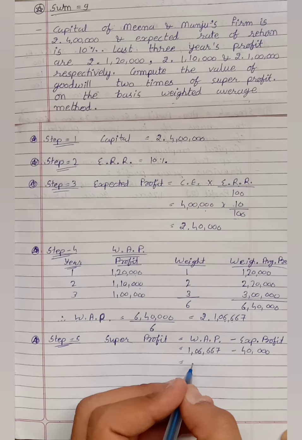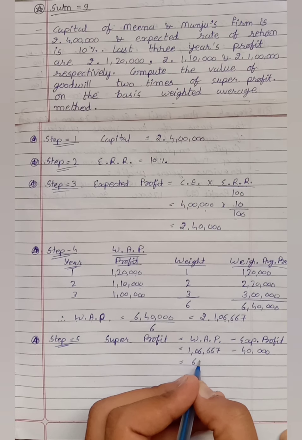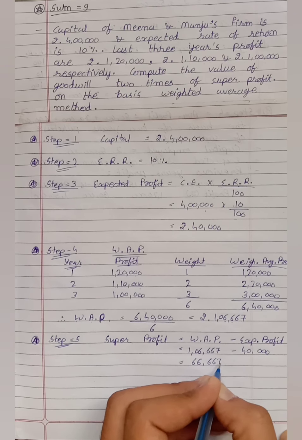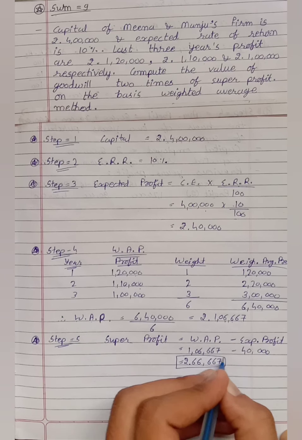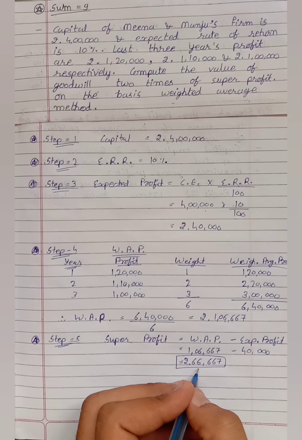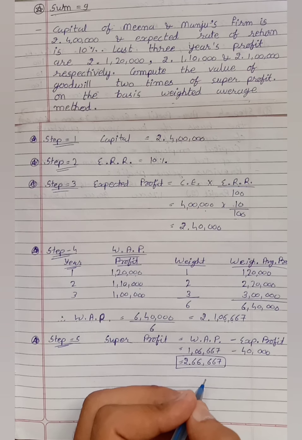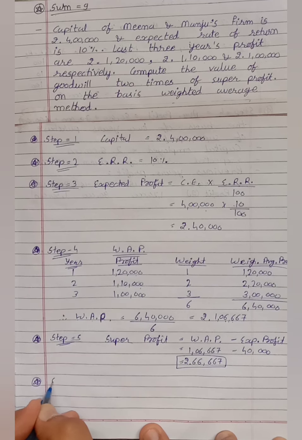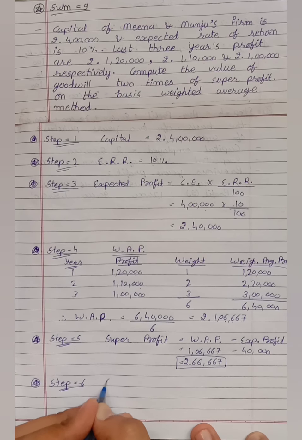So after subtraction our answer is 66,667 rupees. क्लियर? हमारा सुपर प्रॉफिट कितना है स्टूडेंट्स? 66,667 rupees. After finding these 5 steps, our last step is goodwill. So step number 6 is goodwill.